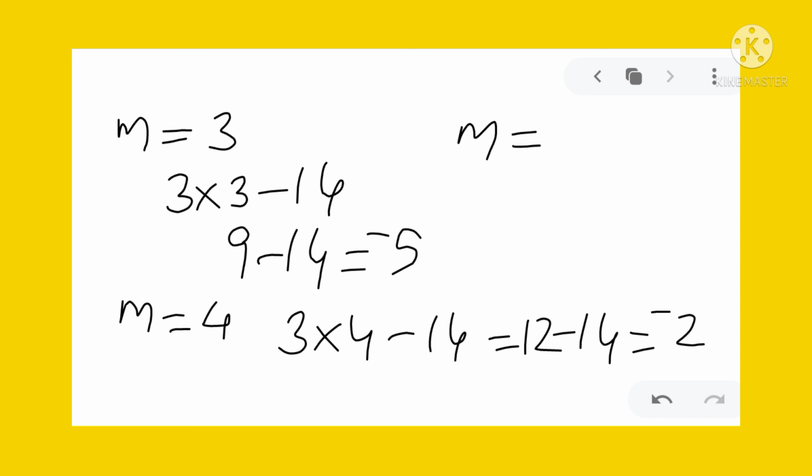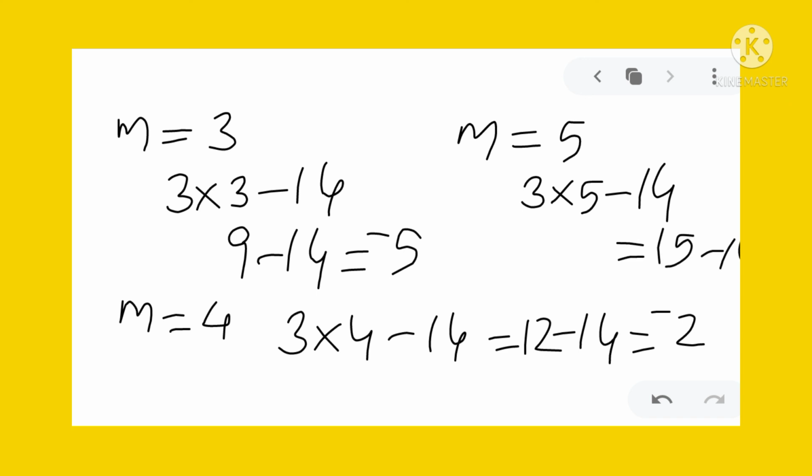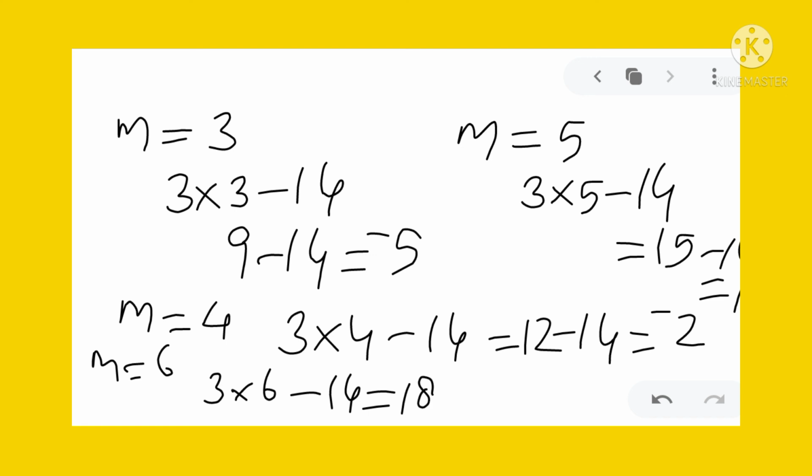Then m equal to 5. 3 into 5 minus 14. 3 into 5 minus 14 is 15 minus 14 equal to 1. When m equal to 6, that is 3 into 6 minus 14. That is 18 minus 14 equal to 4. So only when m equal to 6, the value is satisfied in this equation.